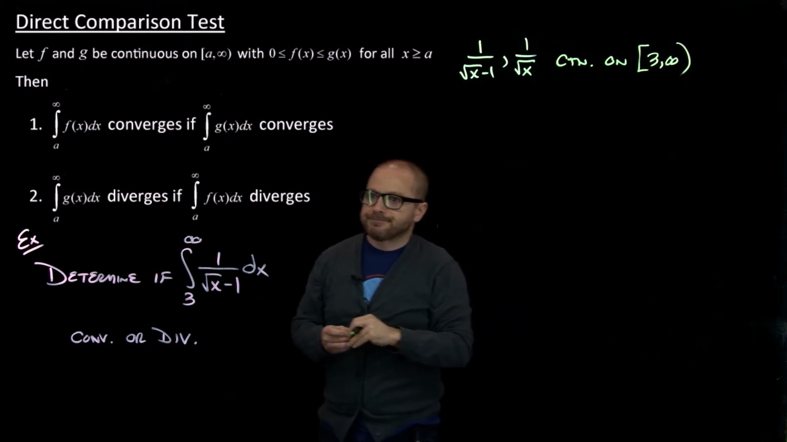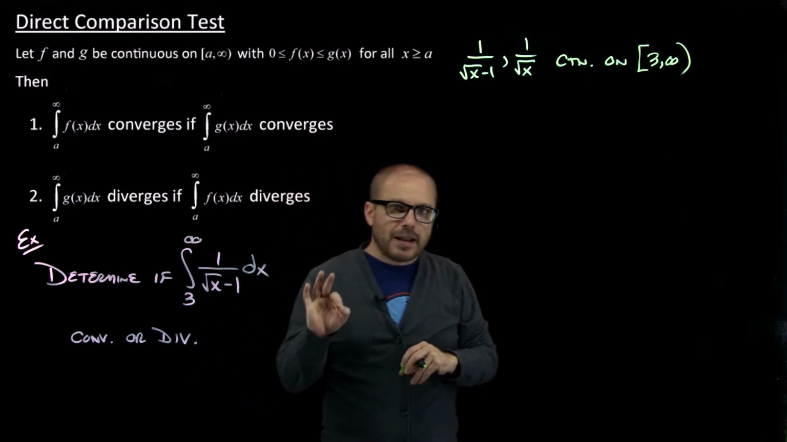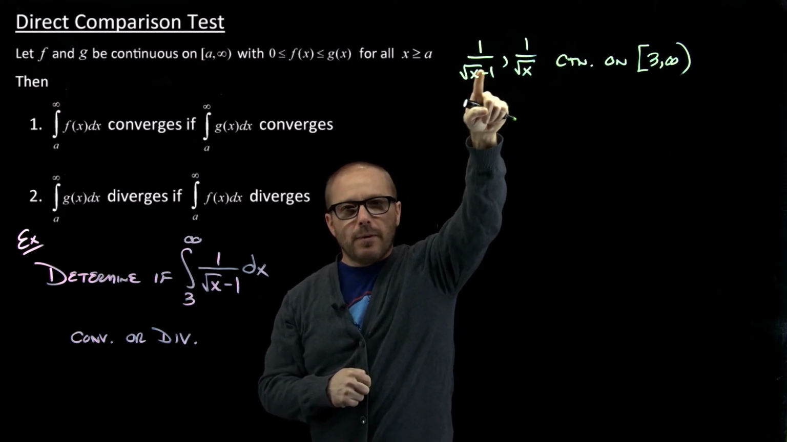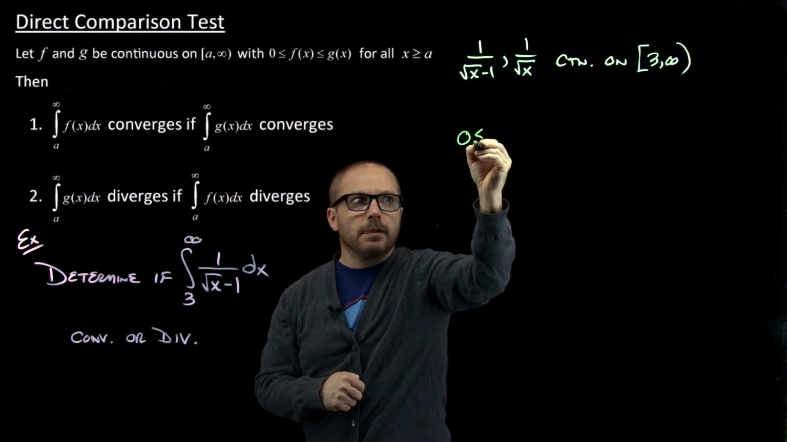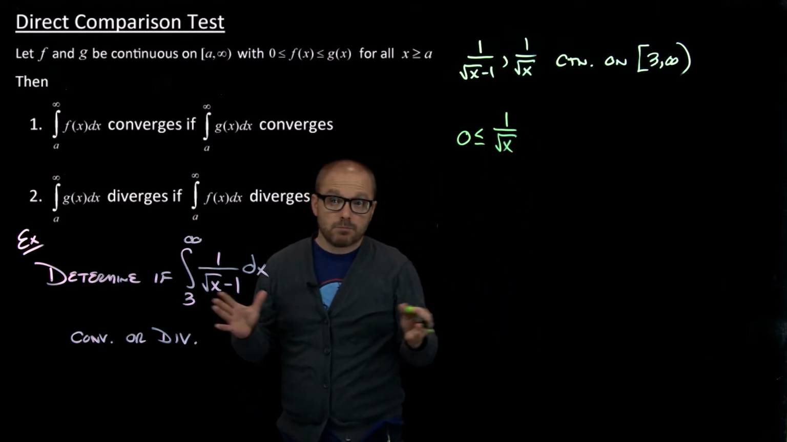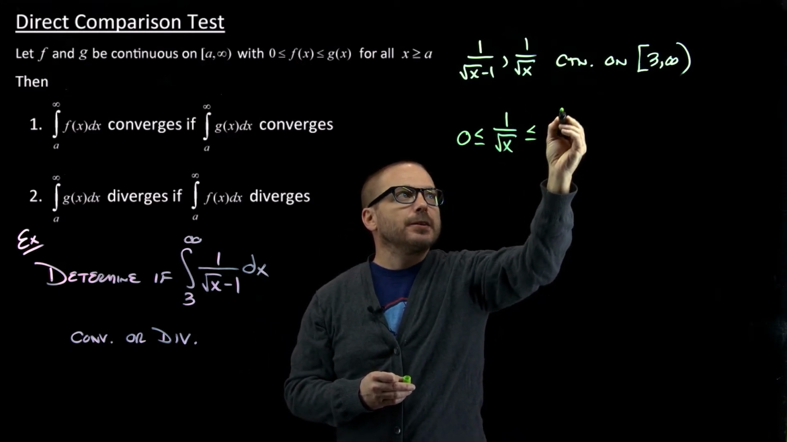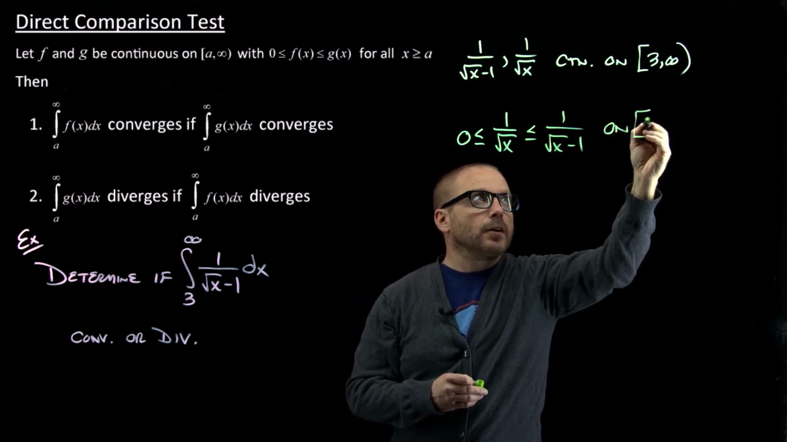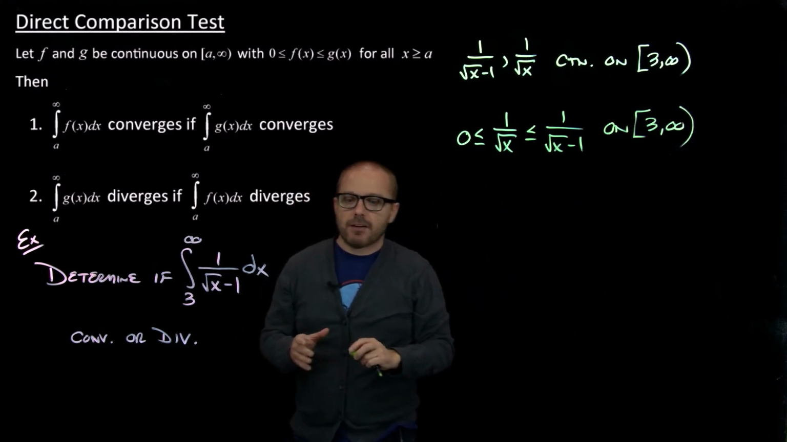And subtracting 1 on the bottom makes that denominator a little bit smaller. So this denominator is smaller than this one. And so remember that a smaller denominator means a bigger fraction. So in terms of our inequality, first of all, 1 over root x is greater than or equal to 0 for sure. But it's also less than or equal to that on our interval. OK, so now we have everything we need.